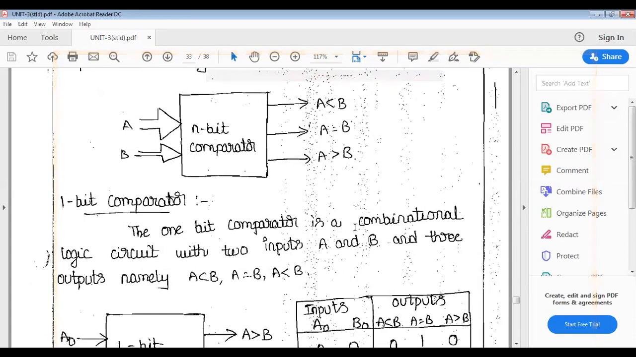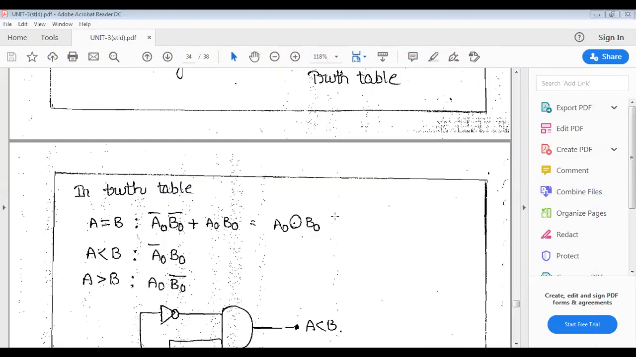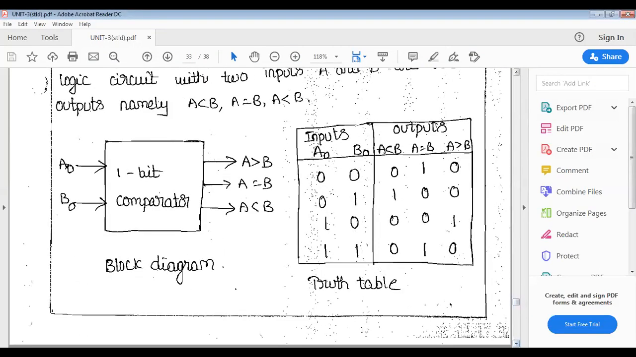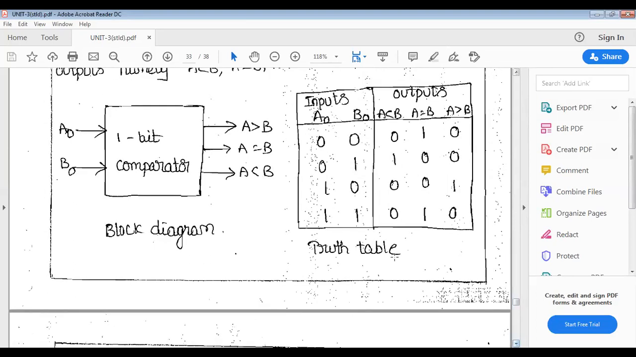Okay, let us go for the 1-bit comparator. The comparator has two inputs A and B, and outputs are 3: A equal to B, A less than B, A greater than B.